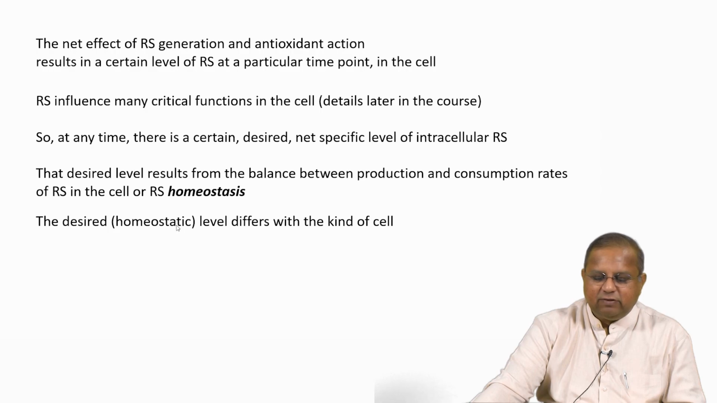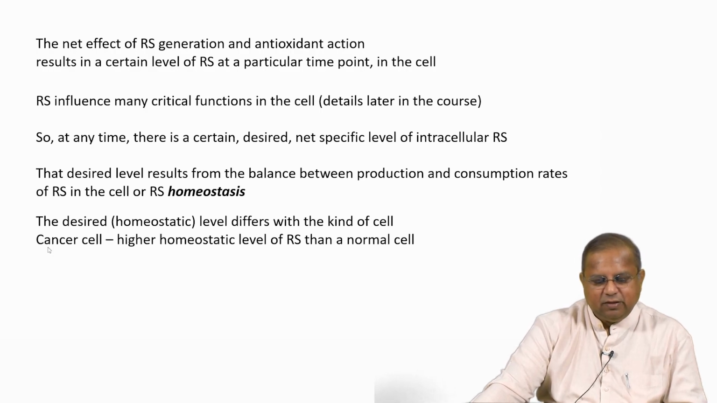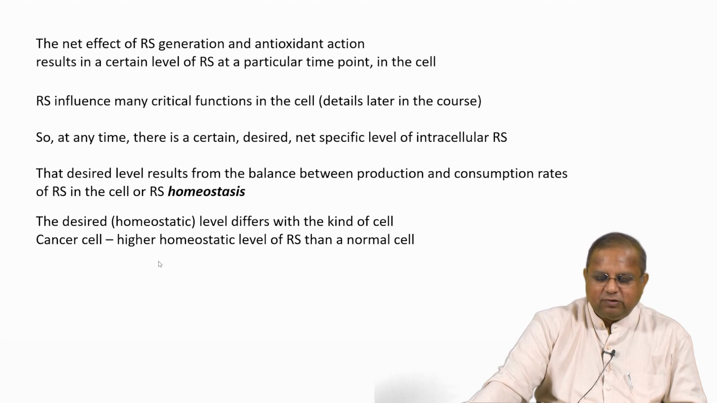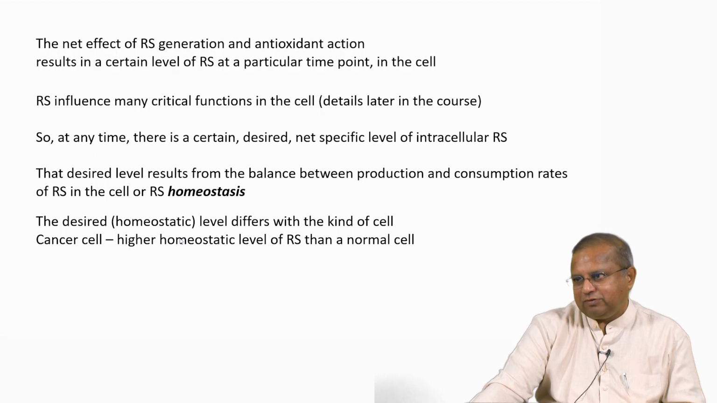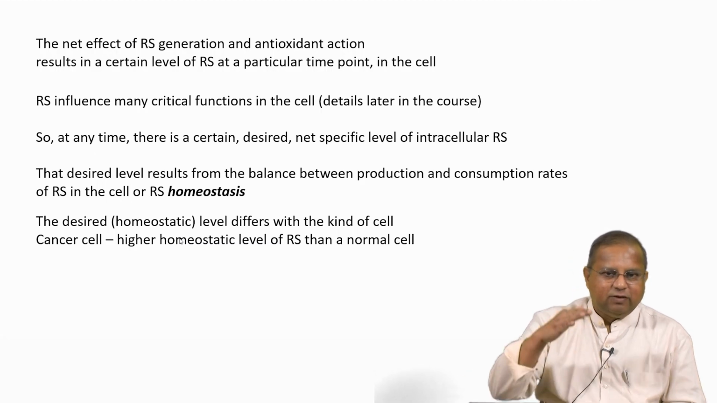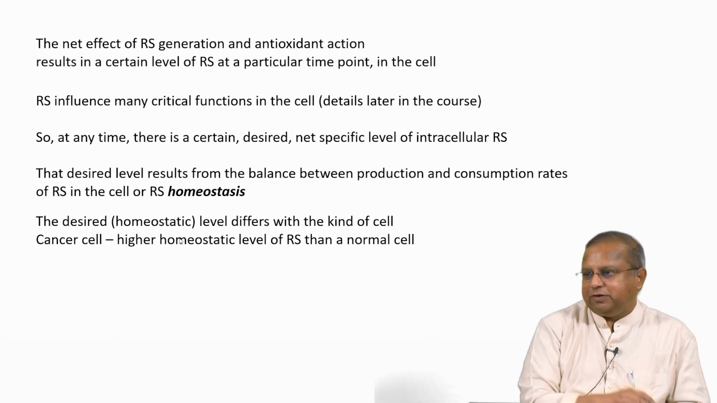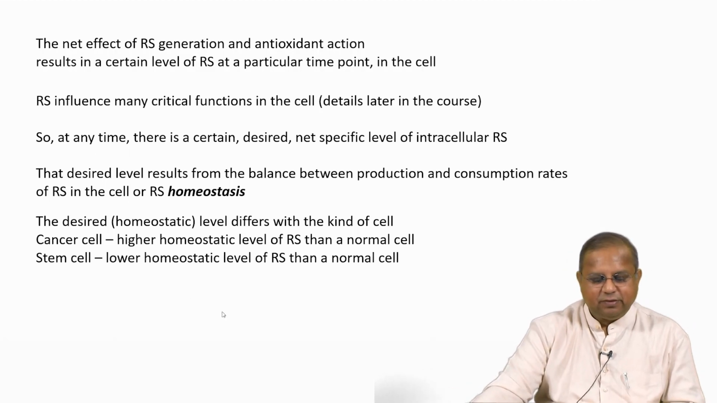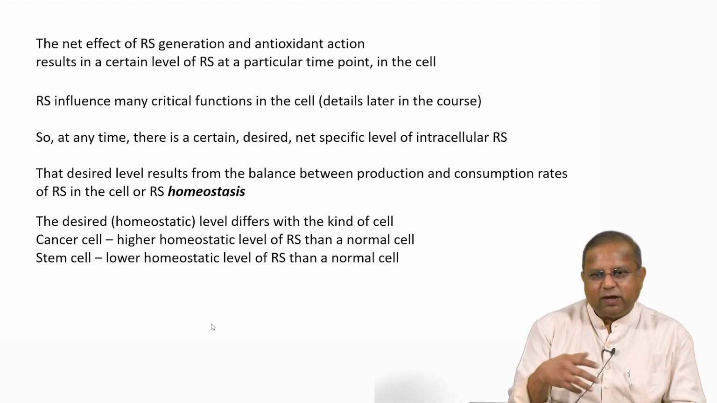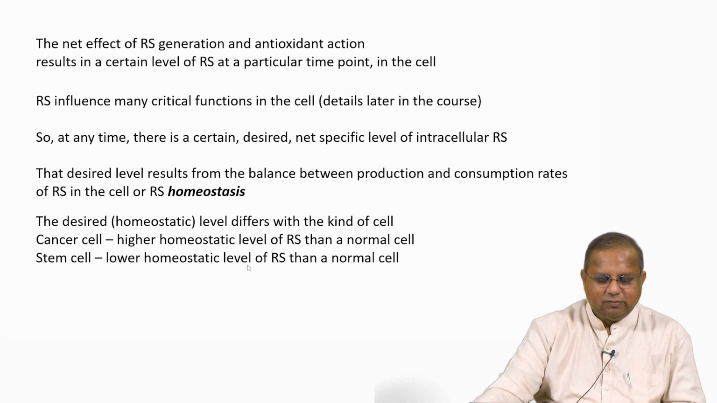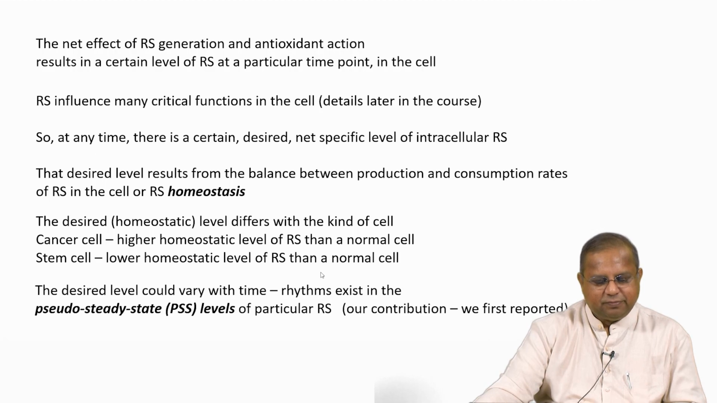The desired homeostatic level differs with the kind of cell, definitely. The cancer cell typically has a higher homeostatic level of reactive species than a normal cell. In fact, that is what is used to kill it also, as we will see later. Whereas in stem cells they are actually much lower. In fact, that is why stem cells hide in anaerobic kinds of environments in the body, bone marrow and so on, because they need to maintain a lower homeostatic level than a normal cell.